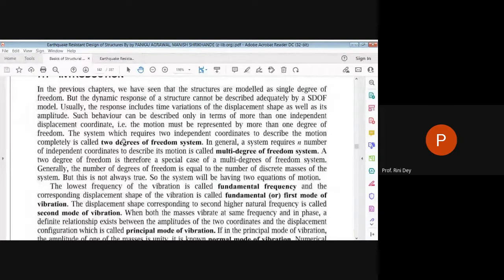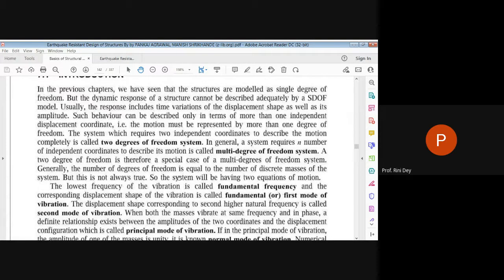The system which requires two independent coordinates: if you are looking at a system which has two independent degrees of freedom, it will definitely have two independent coordinates to describe that motion, obviously. We were only discussing a single coordinate. A system requiring two coordinates to describe the motion completely is called a two degrees of freedom system. In general, a system requiring n independent coordinates to describe its motion is called a multi-degree of freedom system. A two degree of freedom system is therefore a special case of a multi-degree of freedom system.